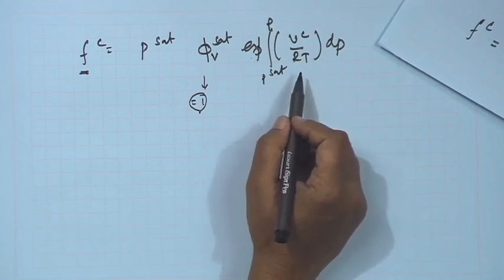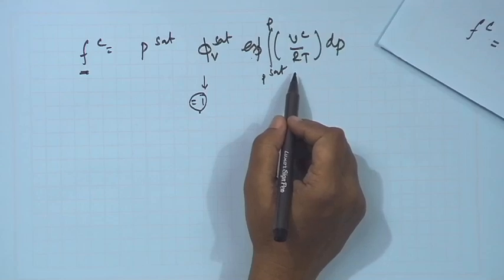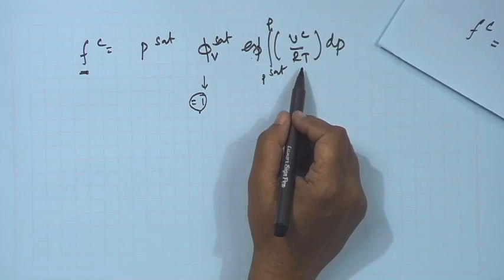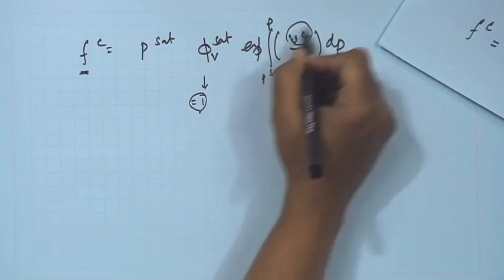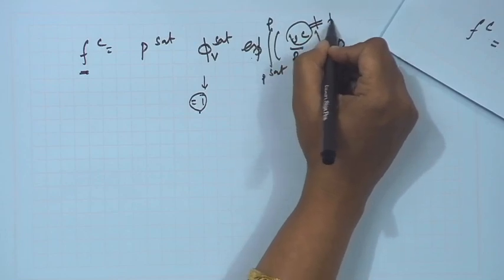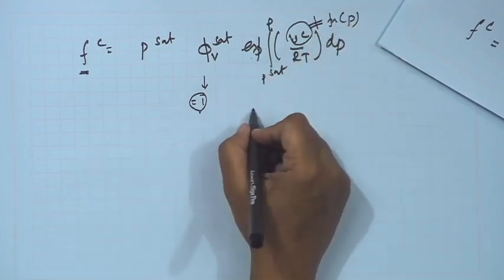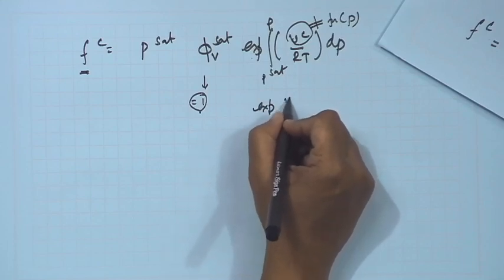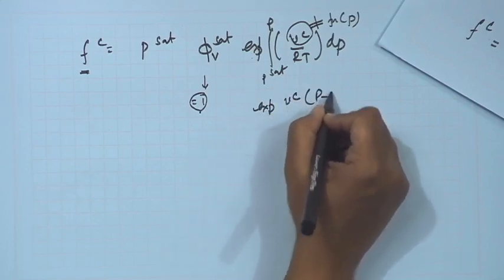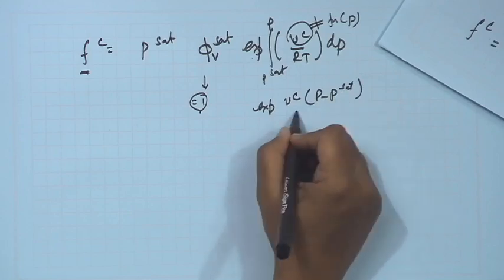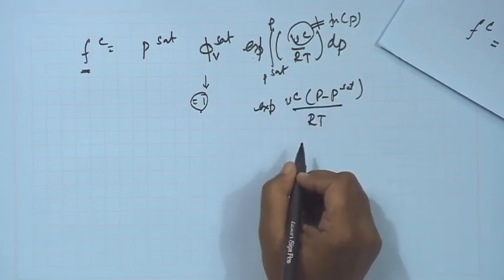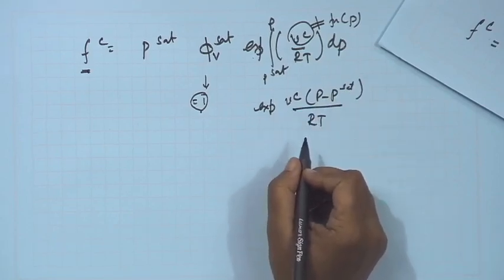Now, at conditions which are much remote from the critical, very frequently a condensed phase can be regarded as incompressible, as a result of which we see V is not a function of P. Under that condition, the exponential term can be written as V^c (P minus P saturated) by RT. We can write it in this particular form.